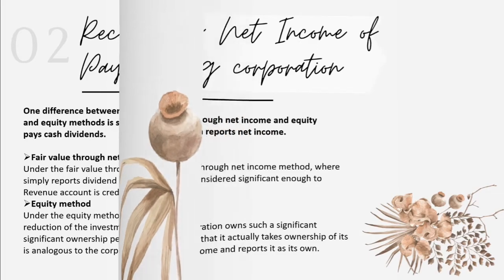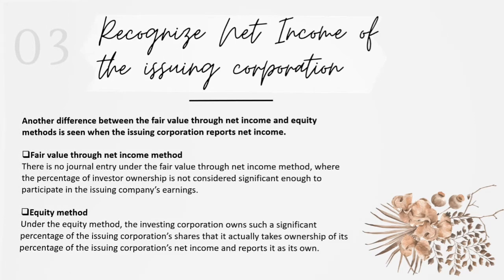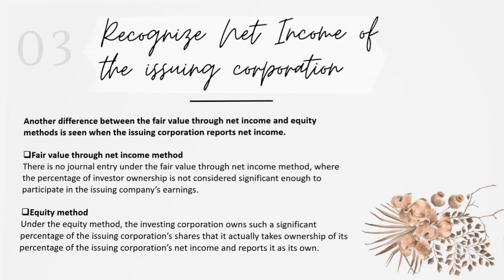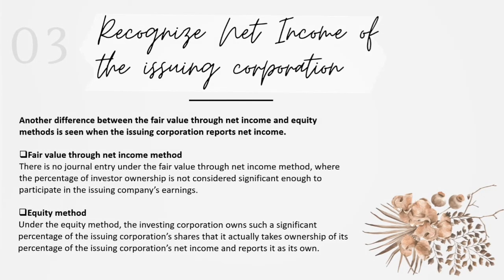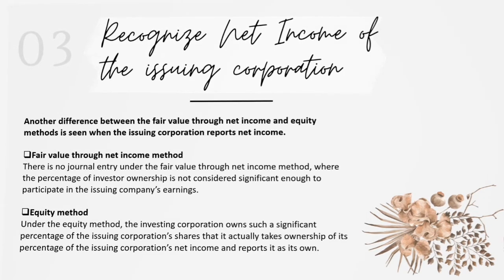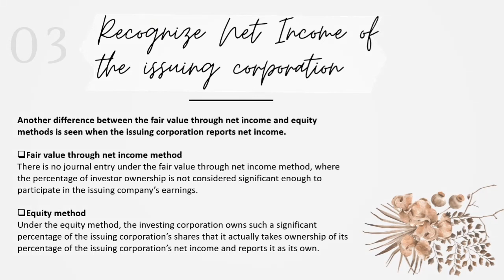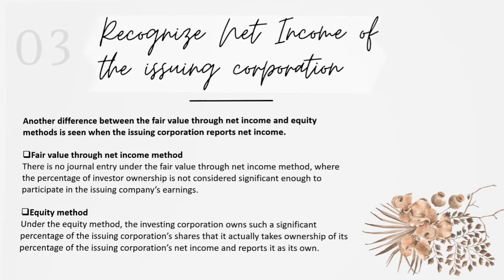3. Recognize net income of the issuing corporation. Another difference between the fair value through net income and equity methods is seen when the issuing corporation reports net income. First, fair value through net income method. There is no journal entry under the fair value through net income method, where the percentage of investor ownership is not considered significant enough to participate in the issuing company's earnings.